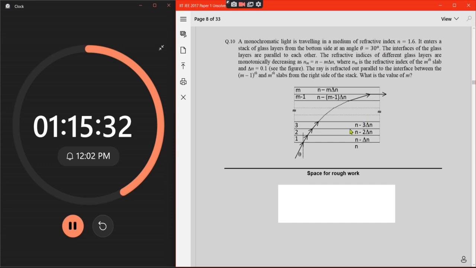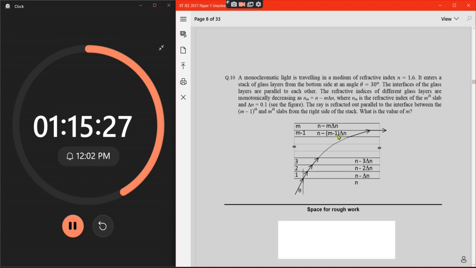Oh, that's all you want. It doesn't matter how much distance is covered and so on. Okay, that's all you want. So what is the value of m?